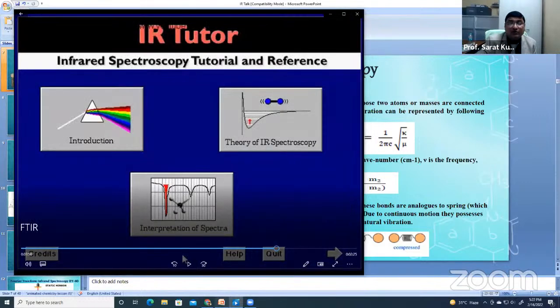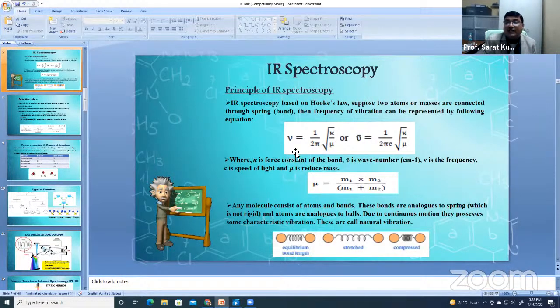Then I'm taking you directly to the slide. You see this. Similarly, the frequency is 1/2 pi root k by mu. That means mu is your reduced mass, with masses m1 and m2. In the CH bond, it is carbon mass times hydrogen mass divided by carbon mass plus hydrogen mass. That gives mu bar, the reduced mass. That is what we exactly observe.